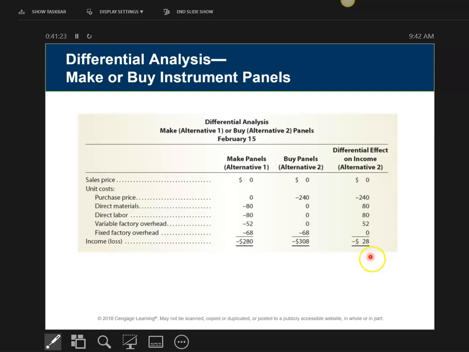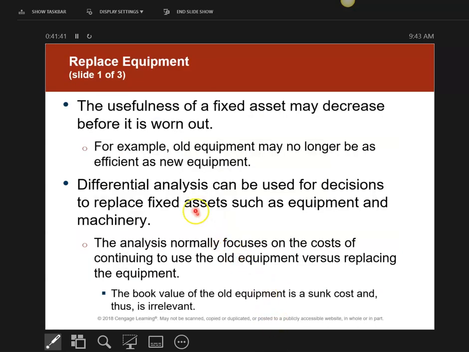So this is how the differential analysis on a make or buy usually works. Typically on a make or buy, it's better to make it because you still have your fixed factory no matter what. Next slide, we're going to look at, should I replace equipment that's worn out, even though I'm still using it? So just because equipment's worn out or totally depreciated, I can still use it. So I'm going to look at differential analysis about should I replace my equipment.